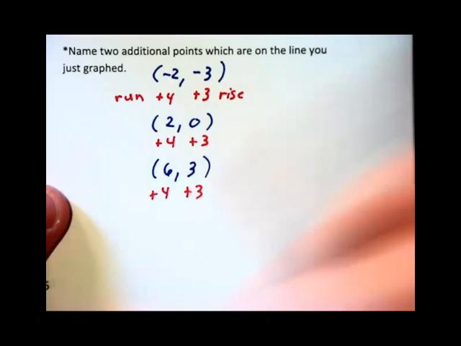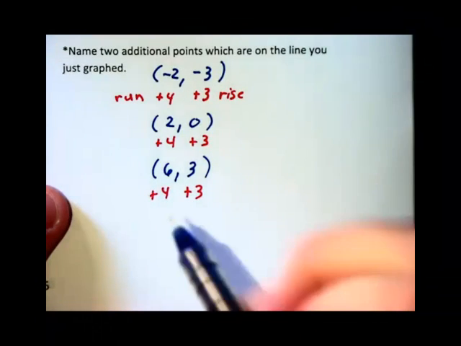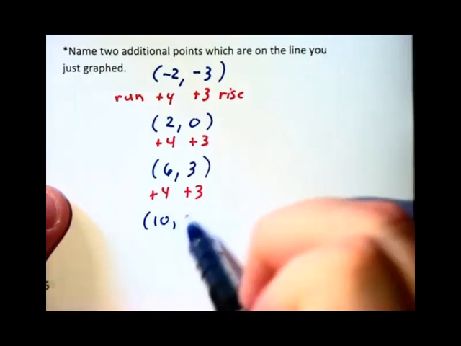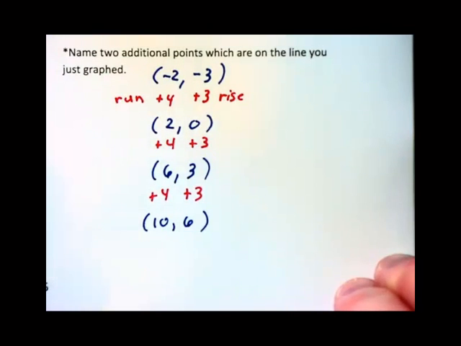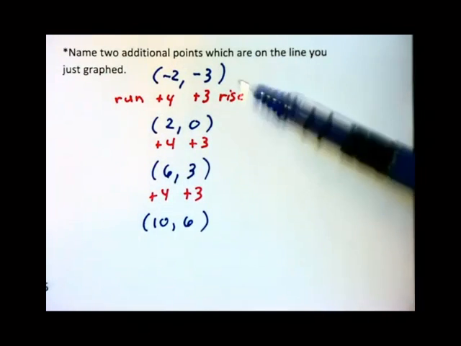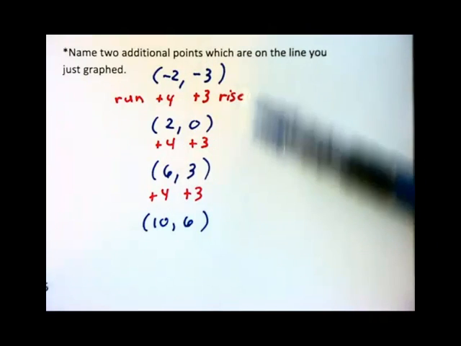and then doing it again, adding 4 to x and adding 3 to y, will take us to the point 10, 6, and we could keep on doing that over and over and over again to generate more points if we wish to. That's kind of a nice little way without having to draw the graph to do it.